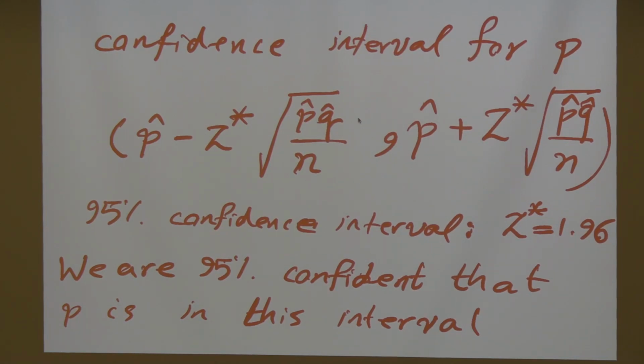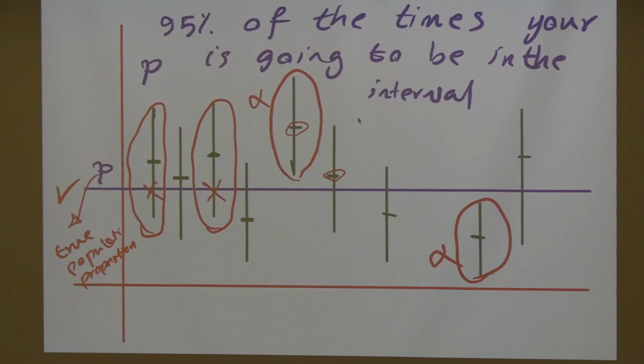We say that for the sample that we have, this is a 95% confidence interval. Or we say that we are 95% confident that the population parameter is in this interval. We are 95% confident that the population proportion is in this interval. So we have a sample, we find this interval, a 95% confidence interval, and we say that we are 95% confident that the population parameter is in this interval. And what is the meaning of that? The meaning of that is this.